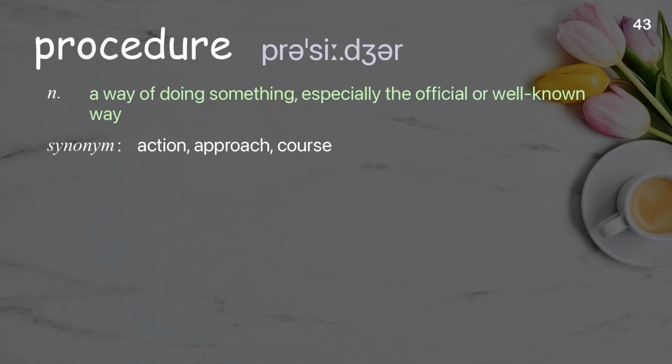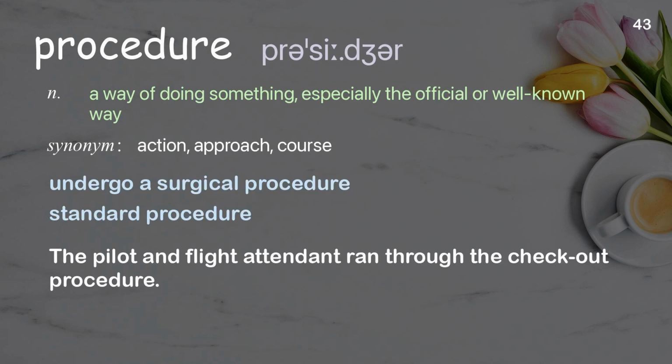Procedure. A way of doing something, especially the official or well-known way. Examples: Undergo a surgical procedure. Standard procedure. The pilot and flight attendant ran through the checkout procedure.